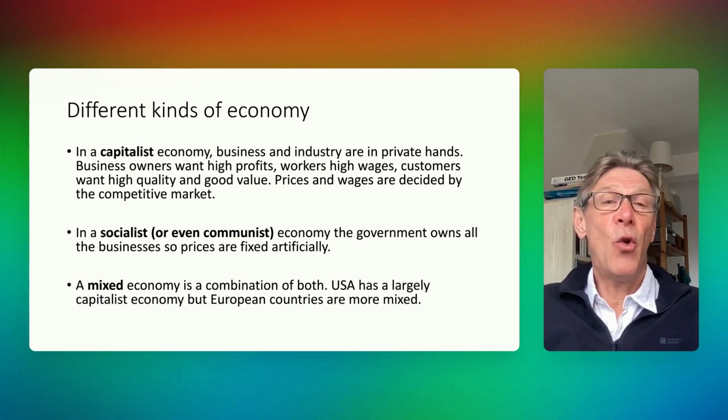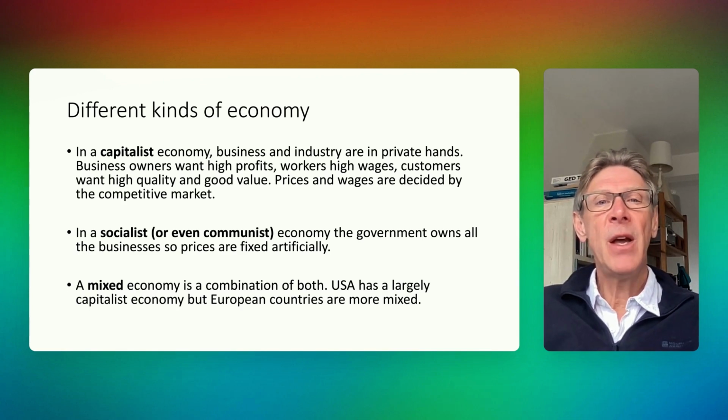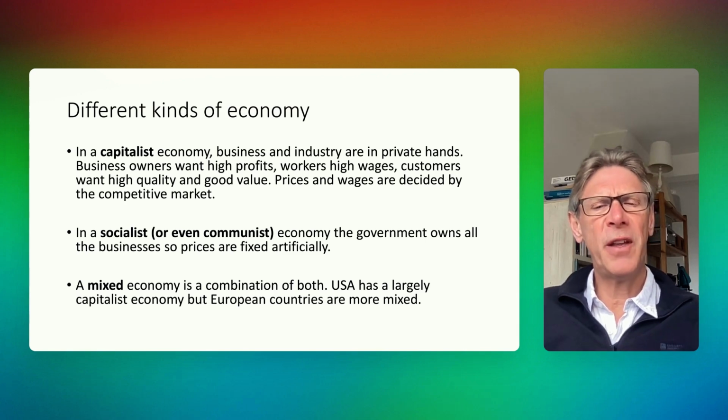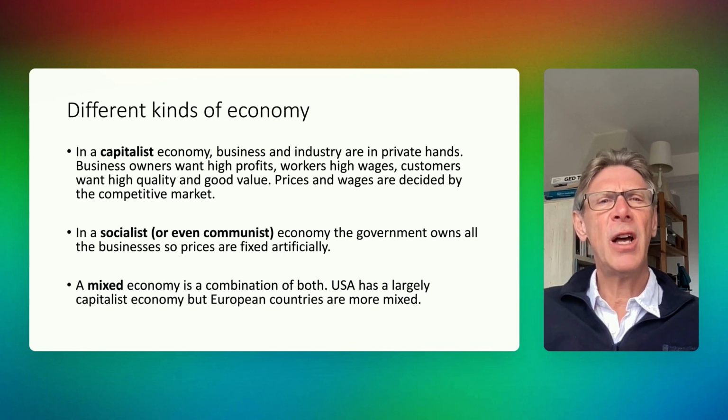In a socialist or even a communist economy, the government owns all the businesses, so prices are fixed artificially. Socialists or communists believe that the business owners in a capitalist economy tend to do very well, but the workers don't do very well. And sometimes the customers don't do very well either. So it's much better that the government owns the businesses. And then the price can be decided by what is sensible, what's good for the country, not this competitive market.